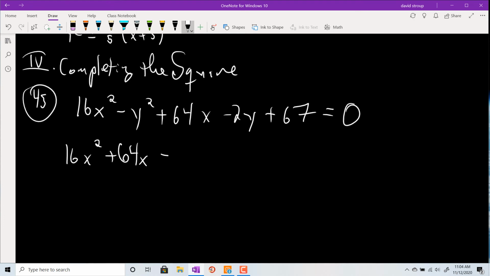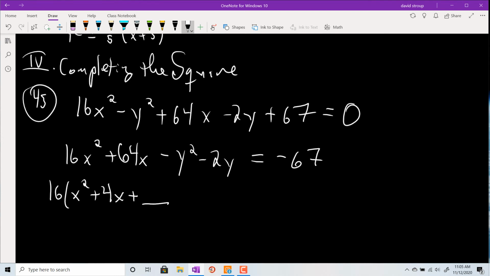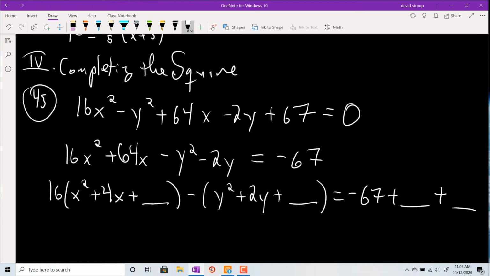Group the y squares together and factor out a -1 from those, and then push all the constant terms to the right hand side. Okay, so 67. I'm factoring out the 16, x squared plus 4x, and then I'm going to complete the square, factoring out the minus, that'll be y squared plus 2y, and then I have to complete the square there. And then on the other side, I got -67 plus something plus something.